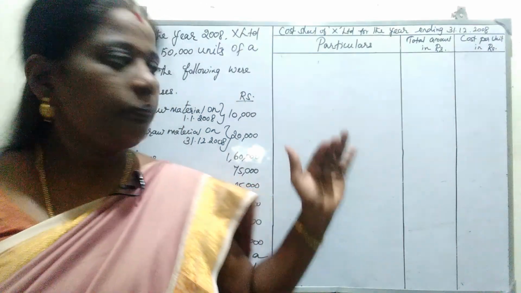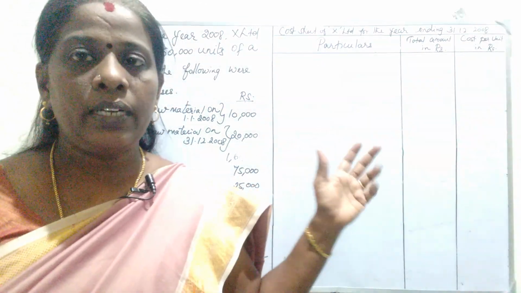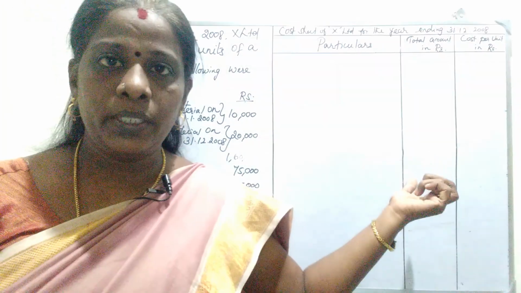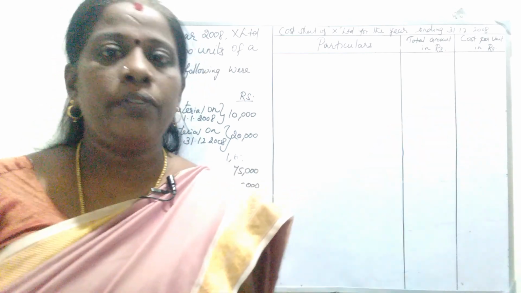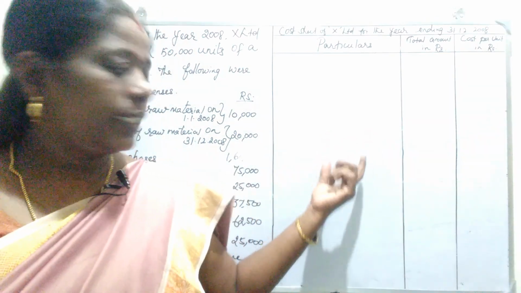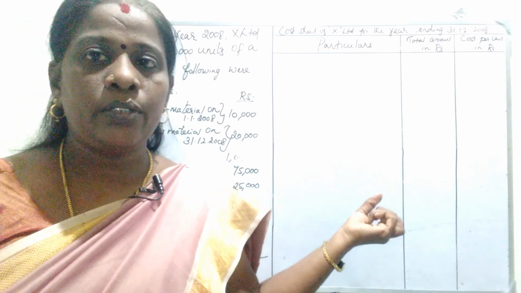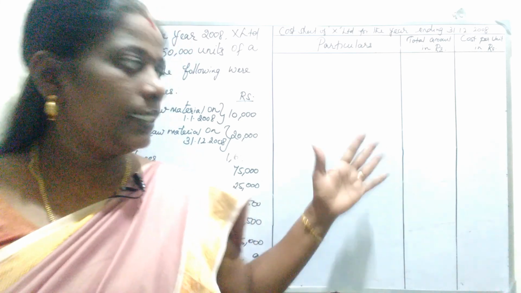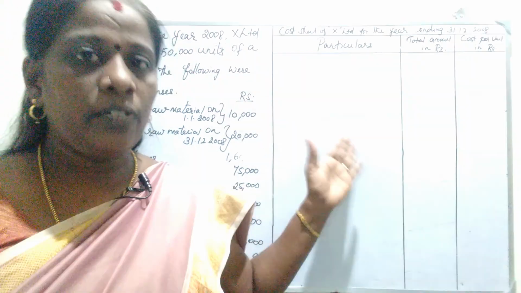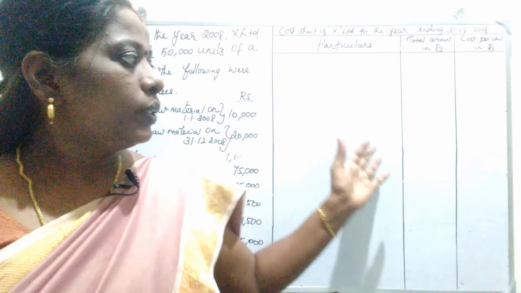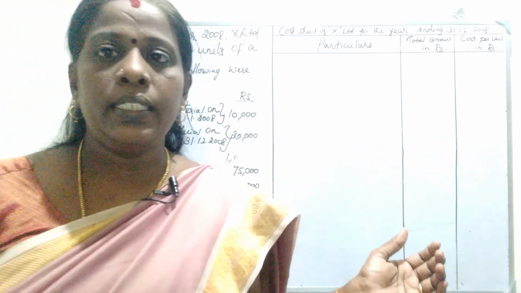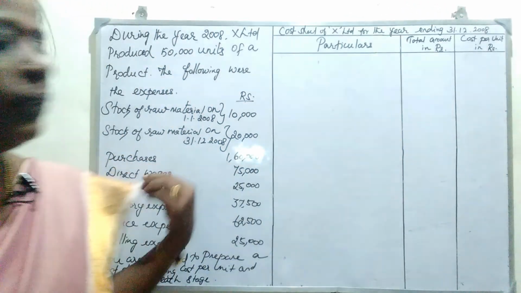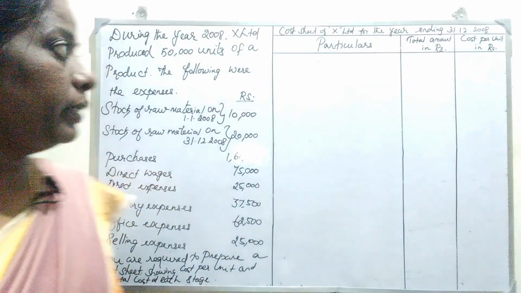But in this problem, we have to find the cost per unit value at each stage. At the time we are finding the raw material consumption, we have to find the cost per unit value. Same at the time of factory cost, and then the cost of production and cost of sale. It is nothing but adding all the expenses one by one. So in each stage we have to find the cost per unit value. So let's see the problem of how to find the cost per unit value.